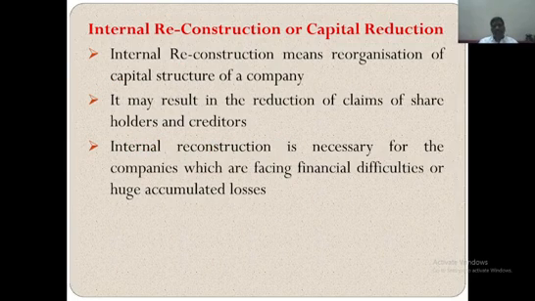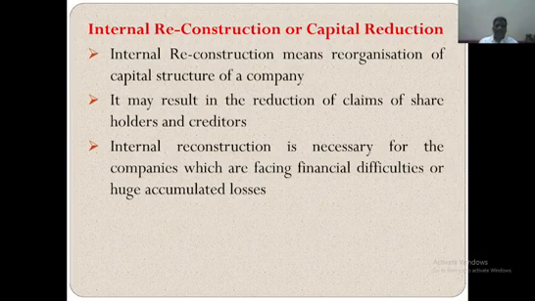Internal reconstruction or capital reduction. Internal reconstruction means reorganization of the capital structure of a company.